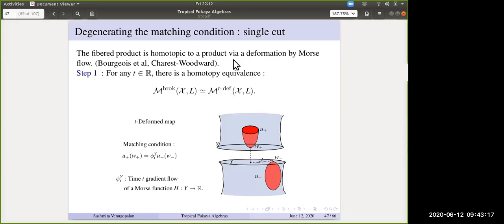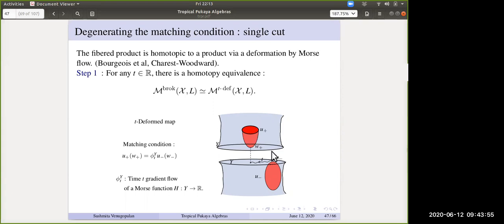The way to do it is we consider a variation of broken maps where the matching condition of a node is replaced by a deformed matching condition. Namely, instead of saying u plus and u minus map to the same point at the node, they map to points which differ by a time t flow of a Morse function. Here phi Y t is the time t gradient flow of a Morse function on Y.